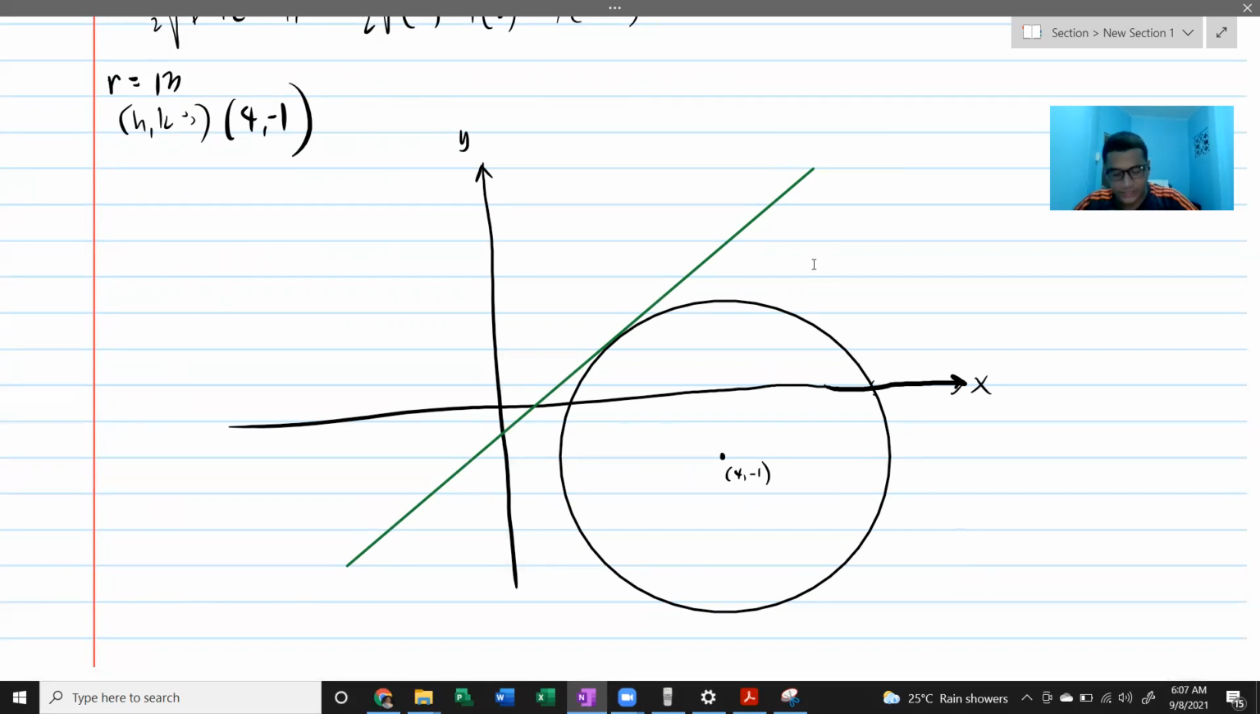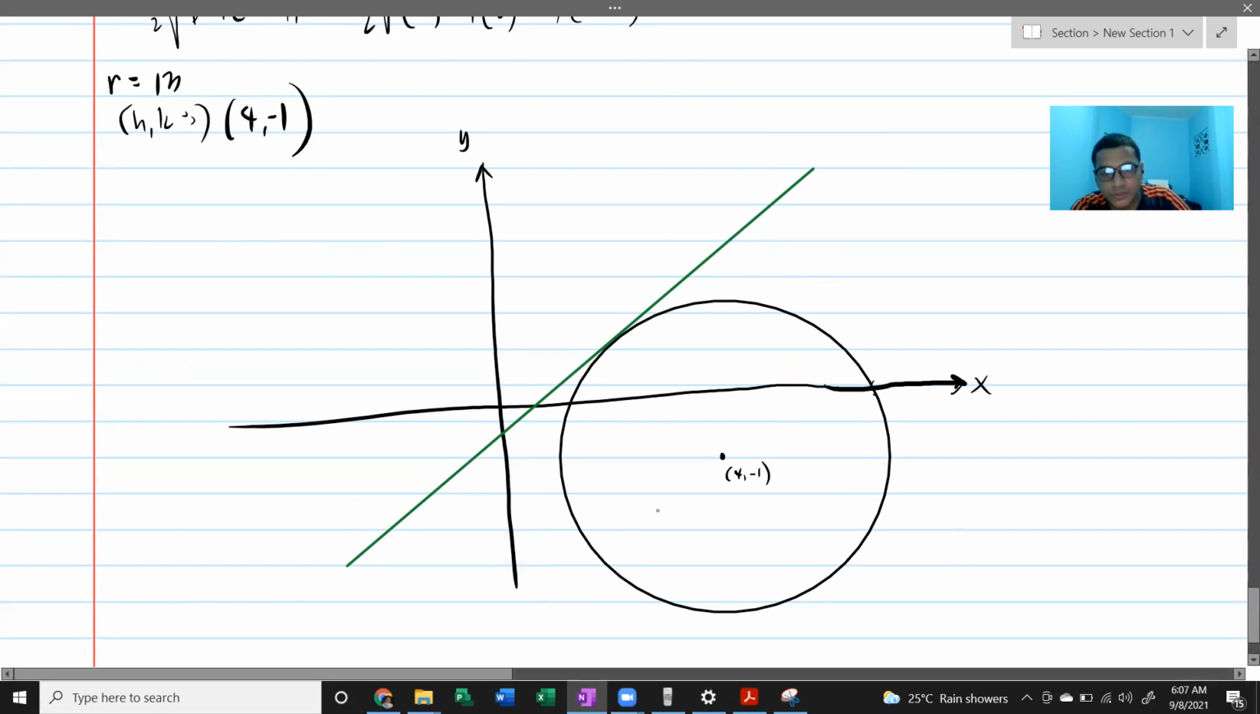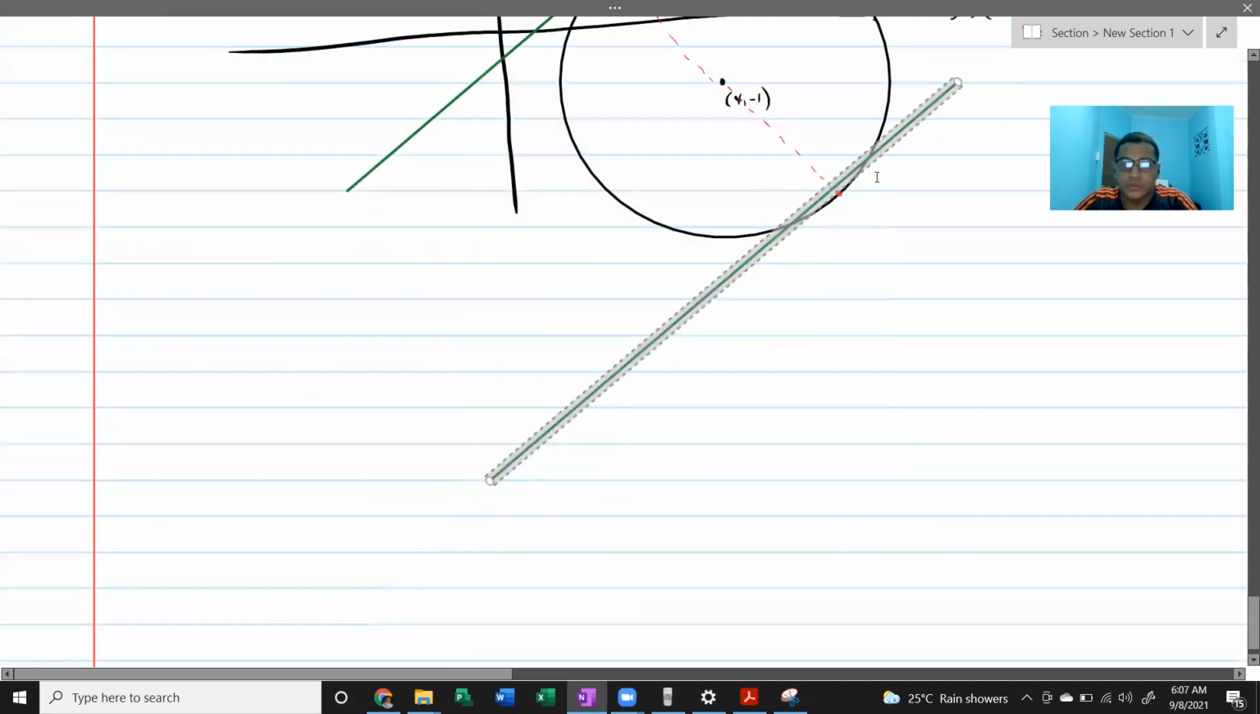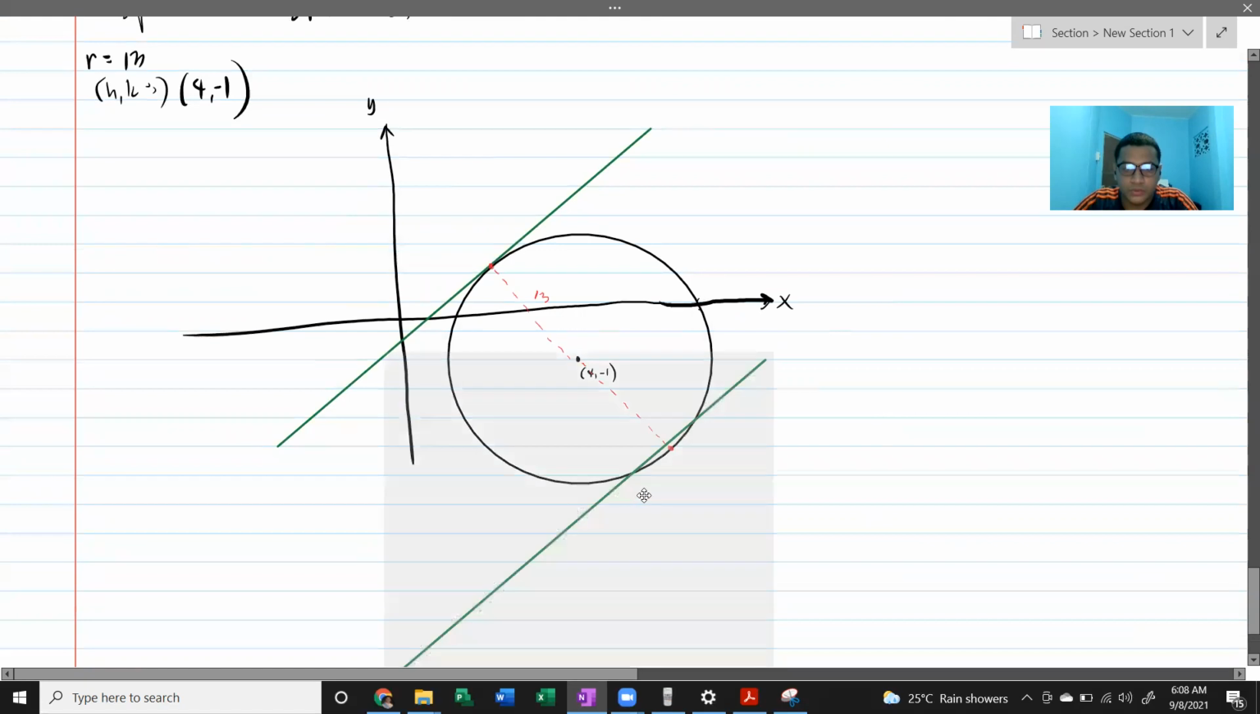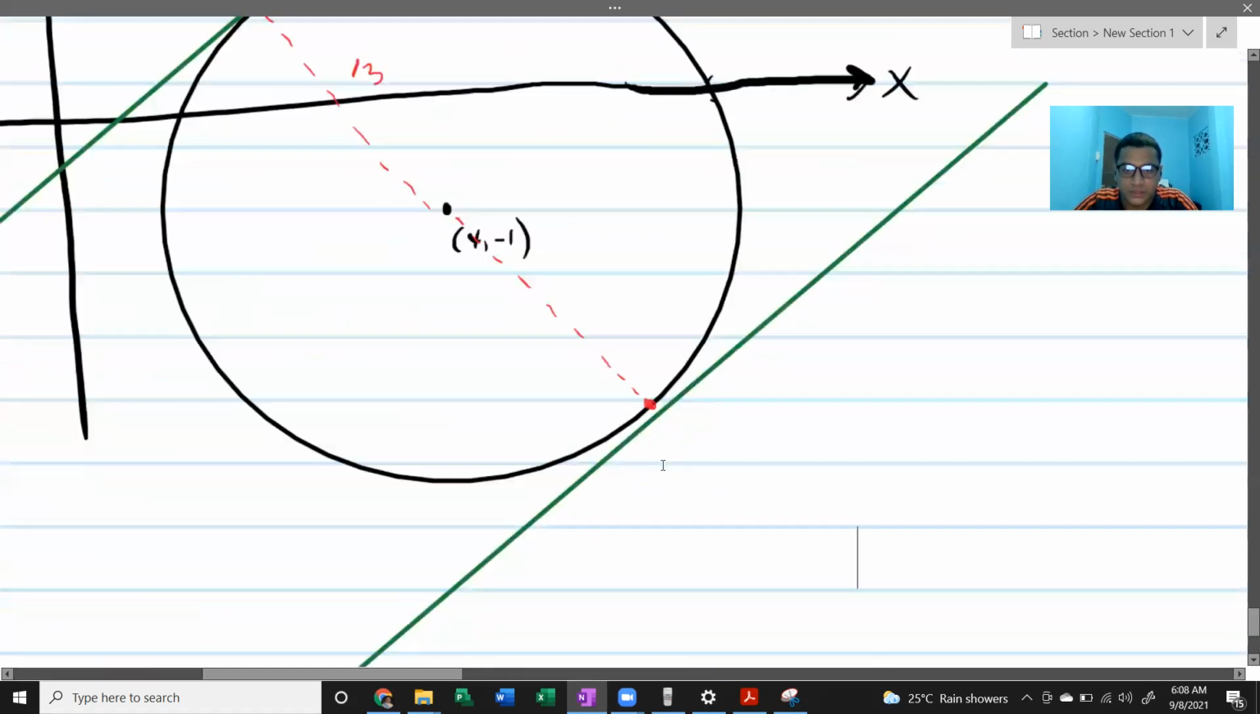Okay, so let's put here, suppose this is our point of tangency, this line here, and let's connect this one. This is our radius, and our radius is 13. It is also possible, class, that we have a point of tangency at the opposite side here, and therefore we have two tangent lines with a slope of 1/3.